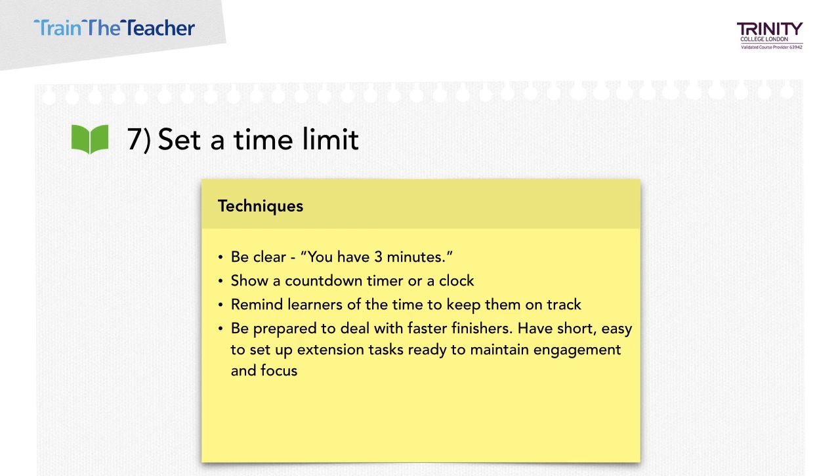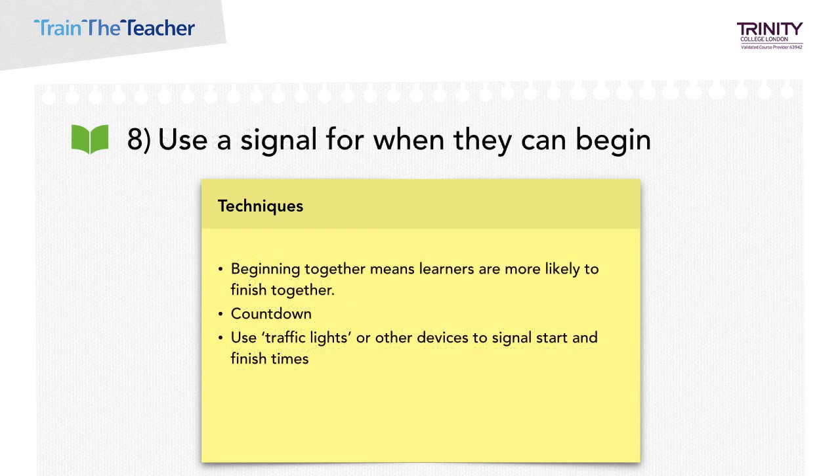We've talked before about this. Make sure those tasks are very easy for you to set up and don't involve you needing to give additional instruction or lots of feedback and correction. So now you've gone through many stages of setting up the task, and you should use a signal so they know when they can begin. Beginning together means learners are more likely to finish together. You could count down, for example, or some teachers are more novel and they use systems such as traffic lights or other devices to signal start and finish times.